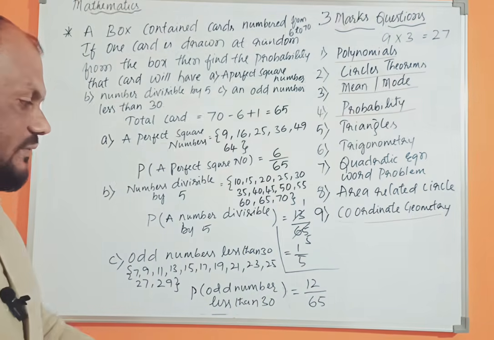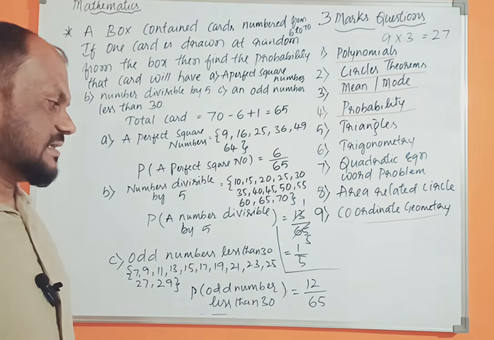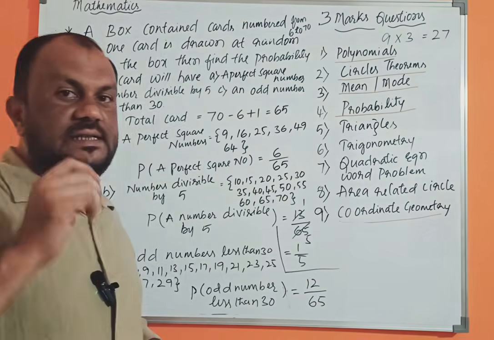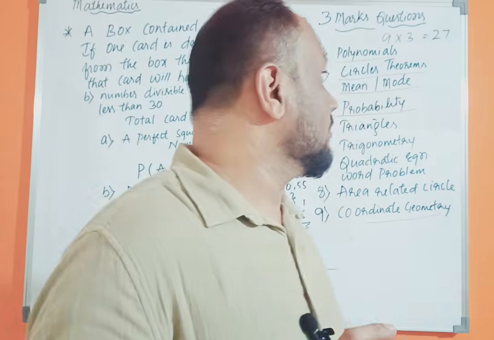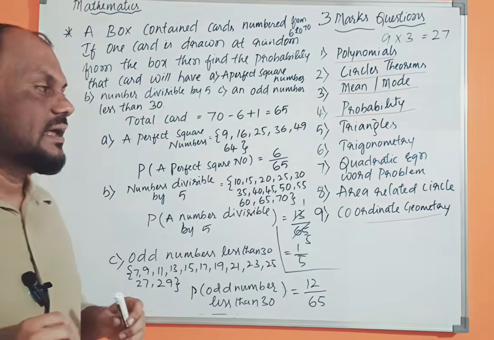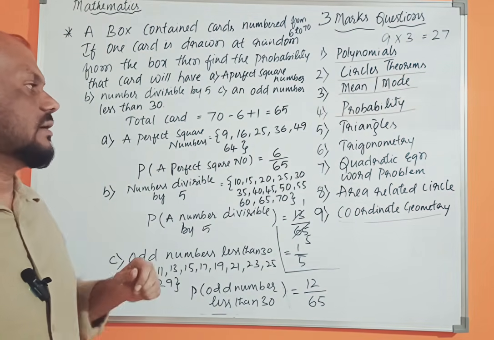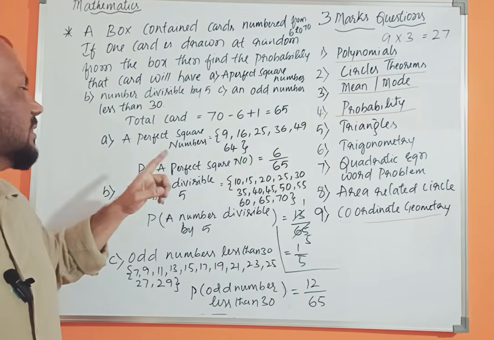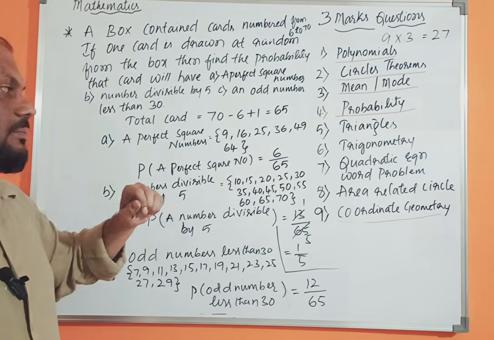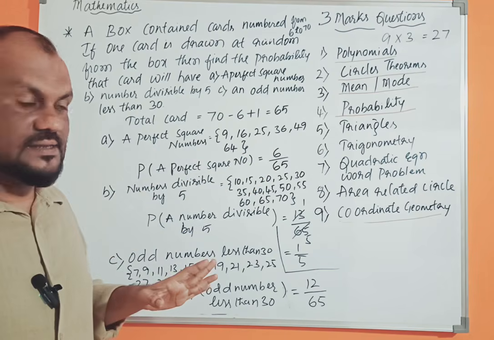These are also not simplified. We'll keep it as 12 by 65. So here the numbers are written from 6 to 70. The total number of cards is 65. In that you need to find out how many perfect square numbers there are. We got 6 perfect square numbers. Then the probability of a perfect square is 6 by 65.